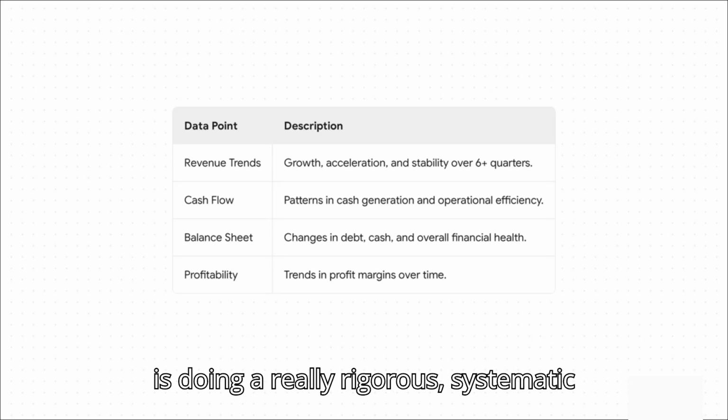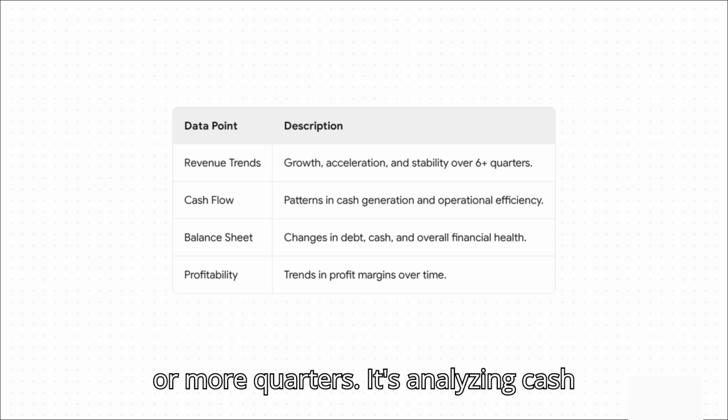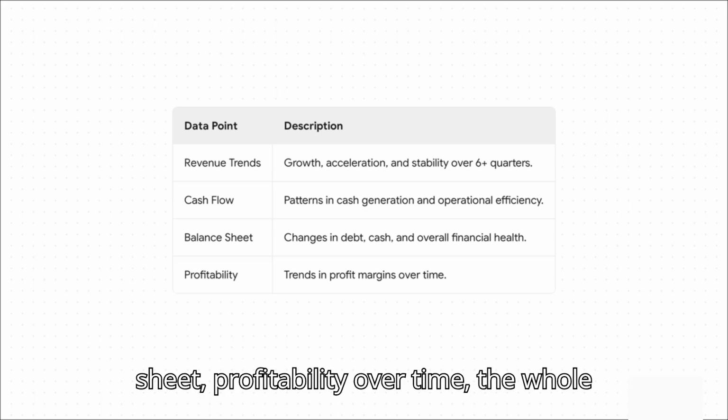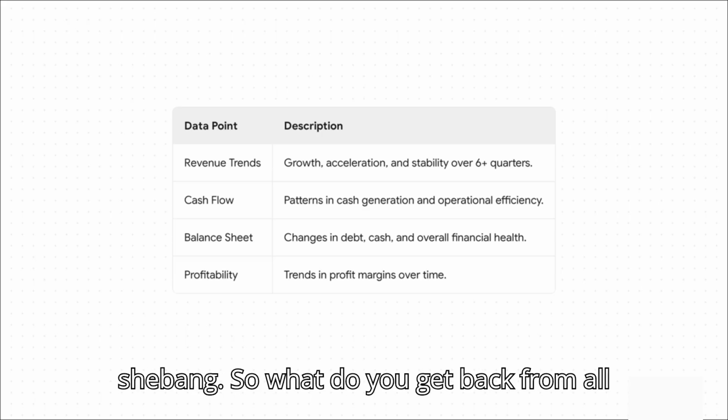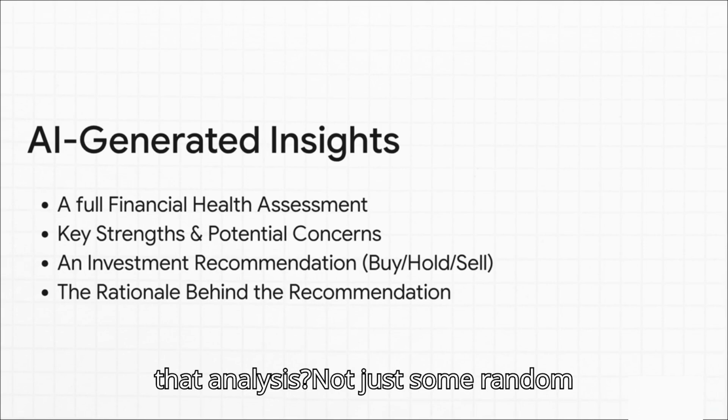The AI is doing a really rigorous, systematic review of the company's financial health. It's looking at revenue trends over 6 or more quarters, it's analyzing cash flow patterns, the state of the balance sheet, profitability over time, the whole shebang. So what do you get back from all that analysis? Not just some random number.